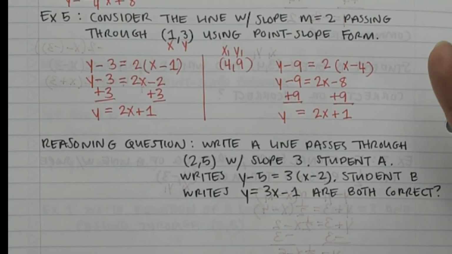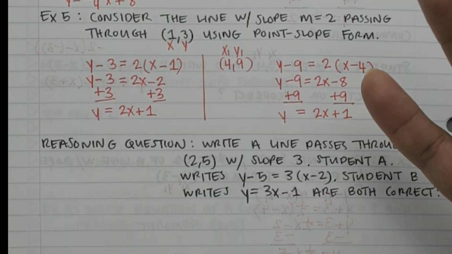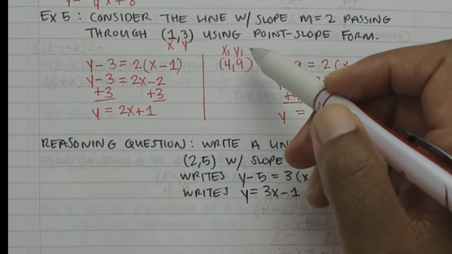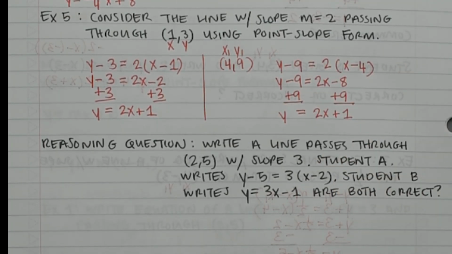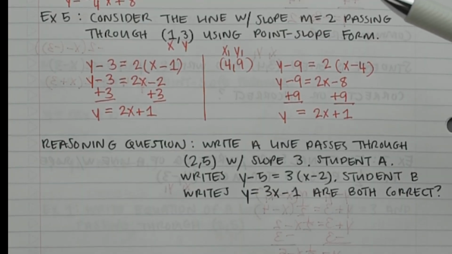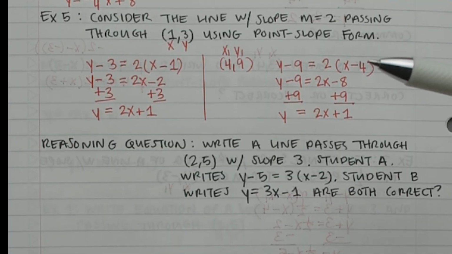So this particular point, we could say, is also another point on the same line. (4, 9) is another point that is on that line as well. So these look different, but they're really not.